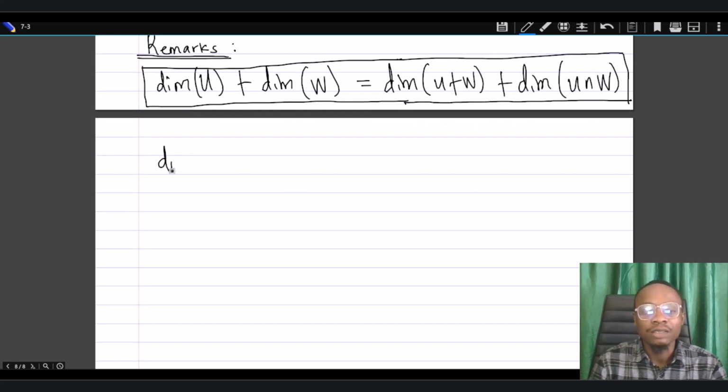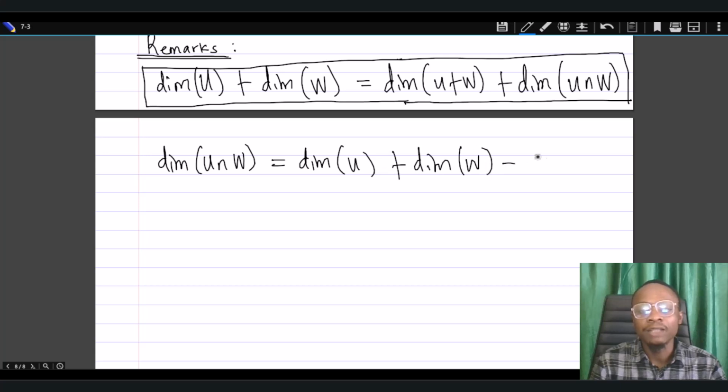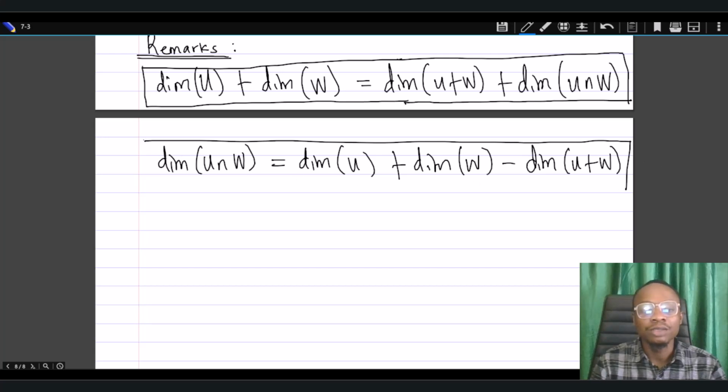So we said that if we just wanted to get the dimension of U intersection W, instead of going through that last step, that long journey of solving for alpha 1, alpha 2, beta 1, beta 2, we could, if we knew already, use the dimension of U, plus the dimension of W, minus the dimension of U plus W. And similarly, if we wanted to get the dimension of U plus W, we could just make the dimension of U plus W the subject from this relationship as well.